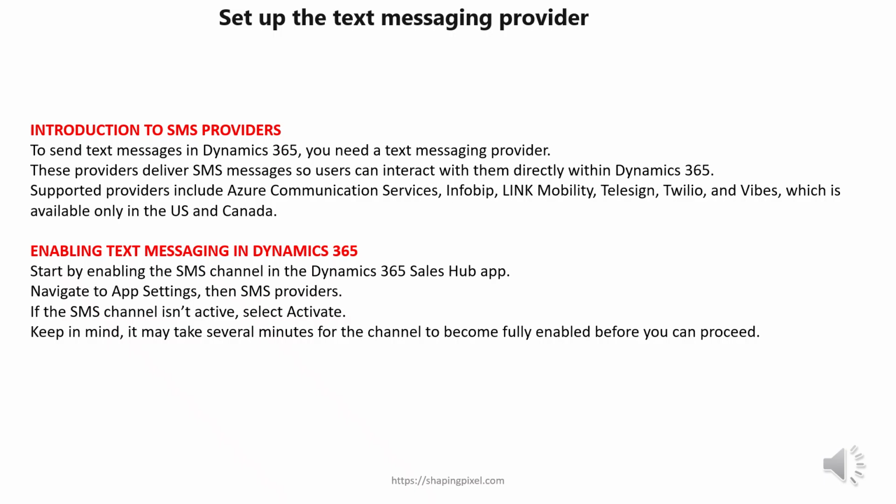Start by enabling the SMS channel in the Dynamics 365 Sales Hub app. Navigate to App Settings, then SMS Providers. If the SMS channel isn't active, select Activate. Keep in mind it may take several minutes for the channel to become fully enabled before you can proceed.